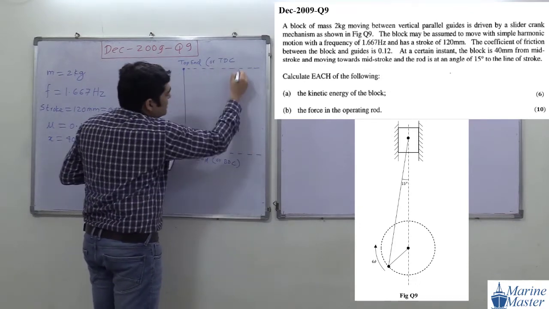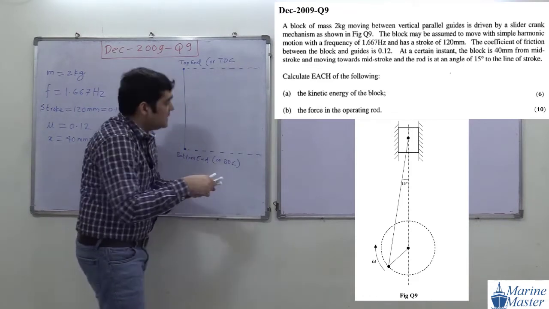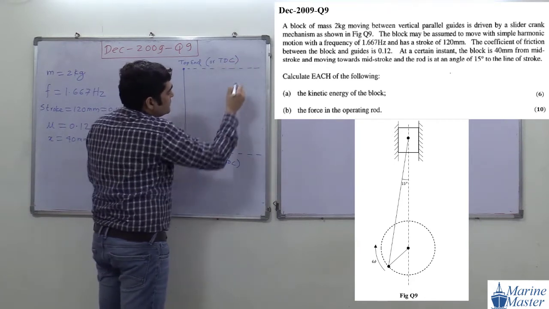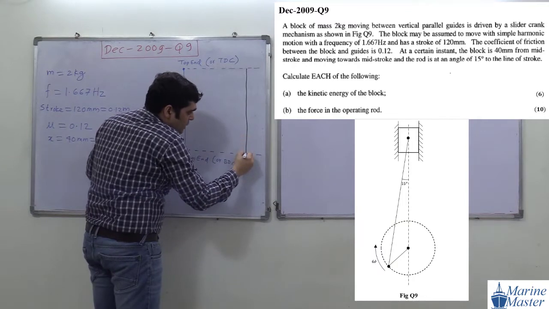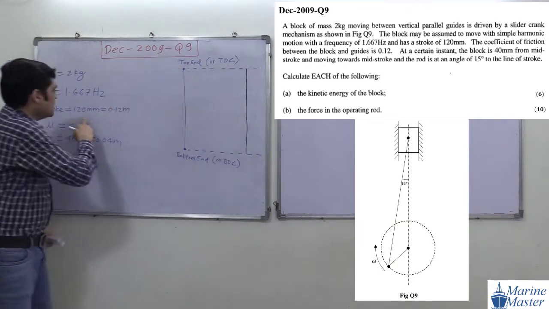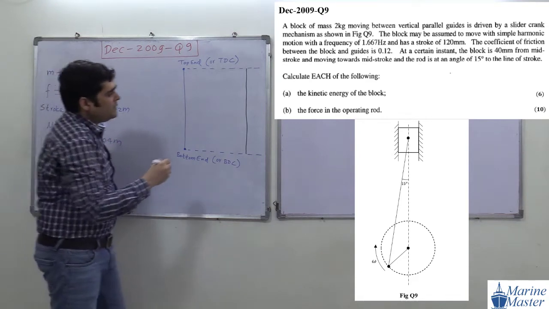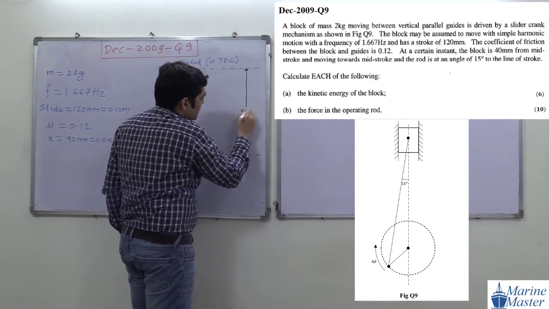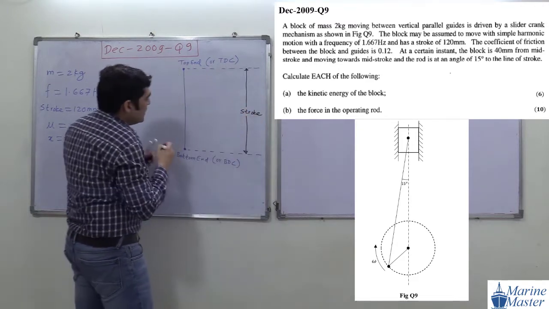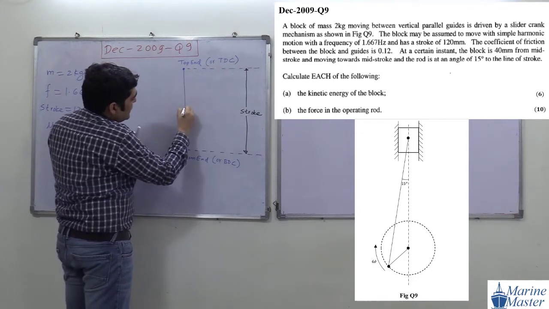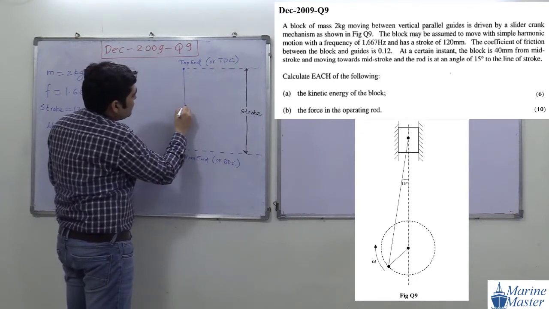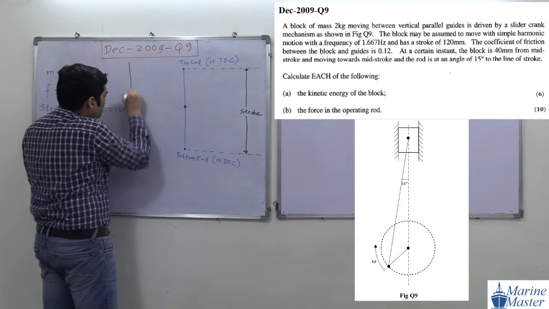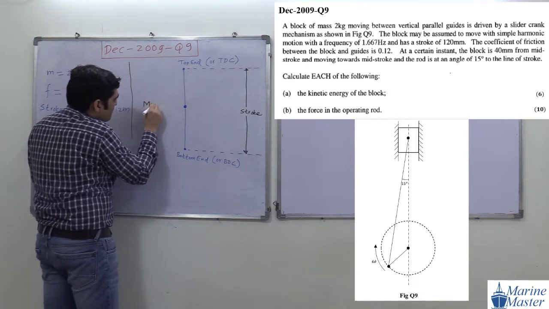Then what is meant by this complete distance? The distance from BDC to TDC is the stroke, that is given. How much is the value of stroke? 0.12 meter. So here they have given us the value of stroke, 0.12 meter. So this distance is our stroke. Then exactly in between, which point is there? We will say mid stroke. Exactly in between, this is the mid stroke.